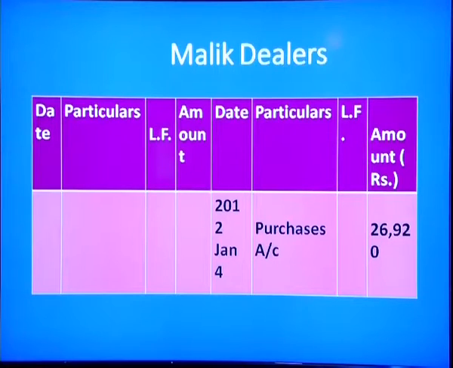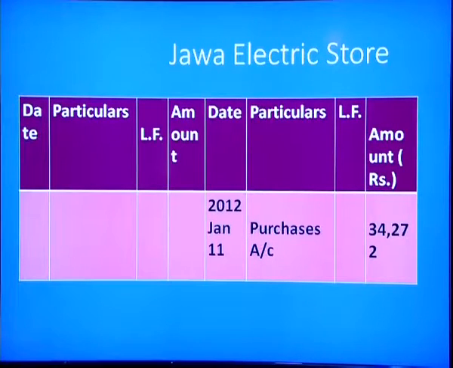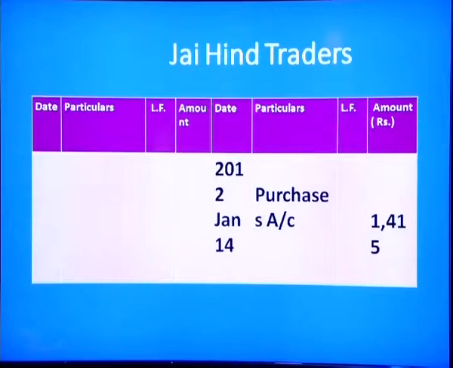Now, in the previous question, we have posted it to the respective supplier's account. Malik Dealers was a supplier, so we have posted on the credit side of his account, and we have written by purchases account. Date and amount will come in the respective columns. Similarly, for Java Electrical Store, another supplier, we have written on the credit side by purchases account, with date and amount in the respective columns. Next, Jai Hind Traders, date and amount in the respective columns, and we will write on the credit side by purchases account.